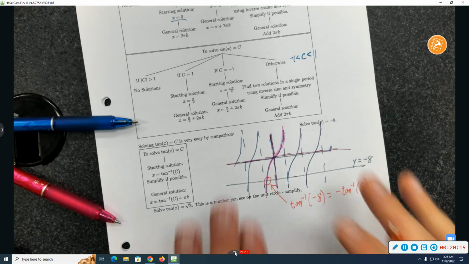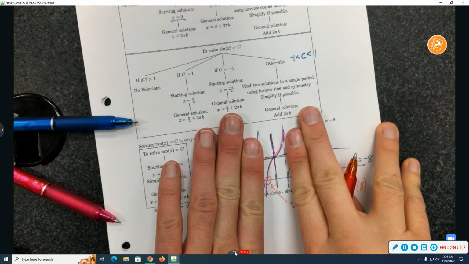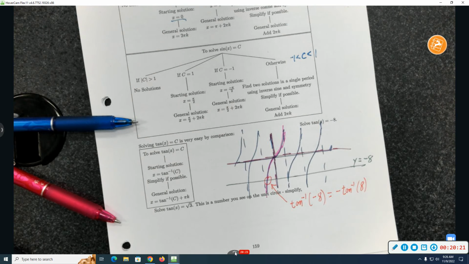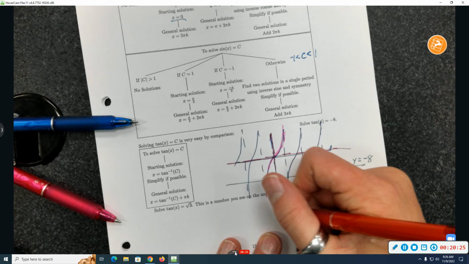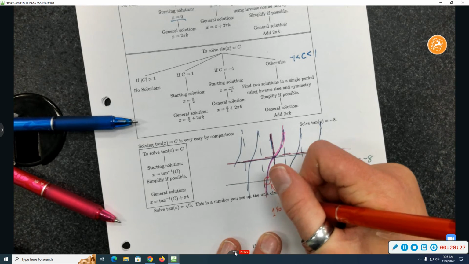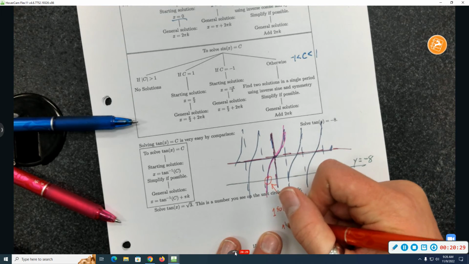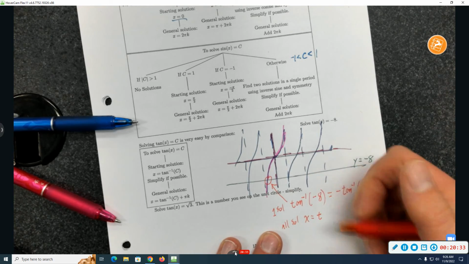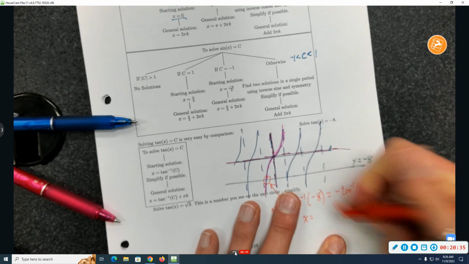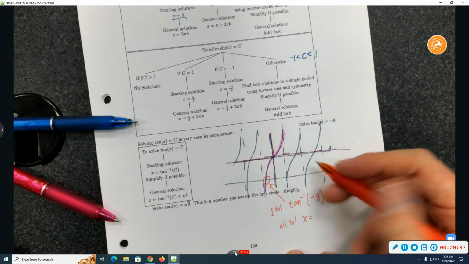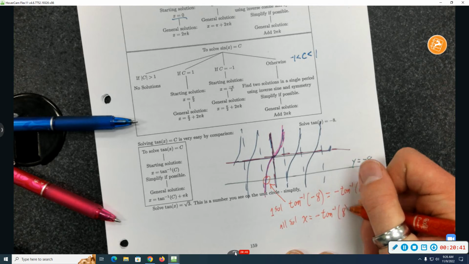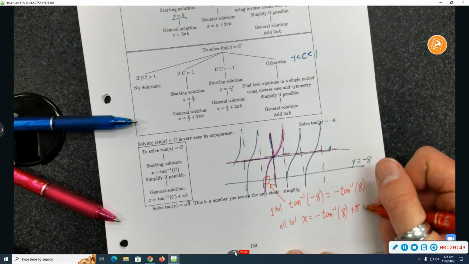One full period is just the pink piece. So now I can add the period of tangent back in. What's the period of tangent again? Pi. So here's one solution. If you want all solutions, well, as long as we have that simplification, I may as well use it: negative tangent inverse of 8 plus pi k.